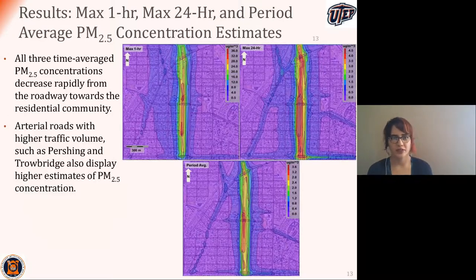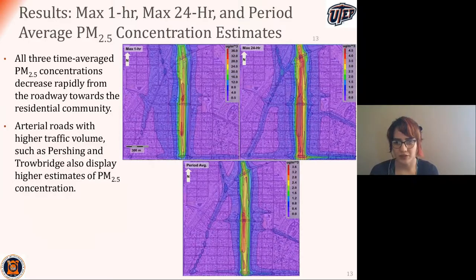So the model estimates from the AERMOD dispersion model were combined with background PM2.5, which were obtained from the local TCEQ continuous air monitoring stations. And those were used to create the total modeled estimates. And the PM2.5 concentration estimates resulting from traffic emissions from US 54 were generated using AERMOD. And the surfaces were generated using the discrete receptors as well as the 2,500 gridded receptors.